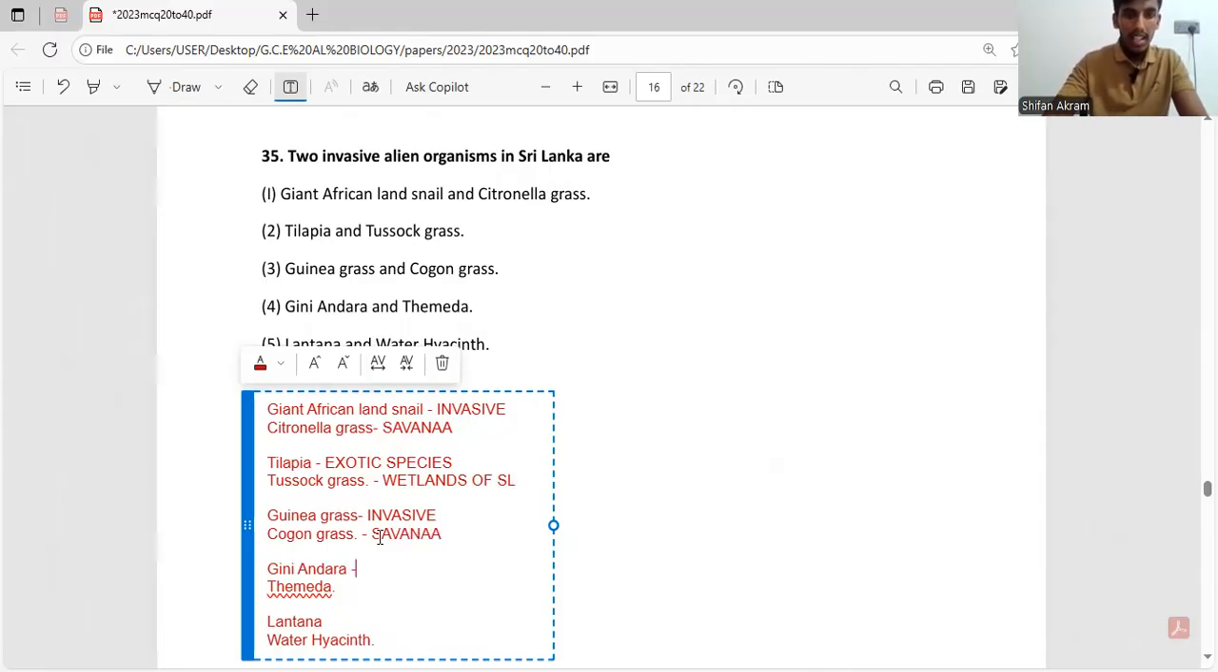Then again, we have Guinea andara and Tamada. Guinea andara is a naturally occurring plant species in the tropical thorn scrubs, and Tamada is found in Dipatana. Yes. Again, both of them are not invasive. They are naturally found in certain places.